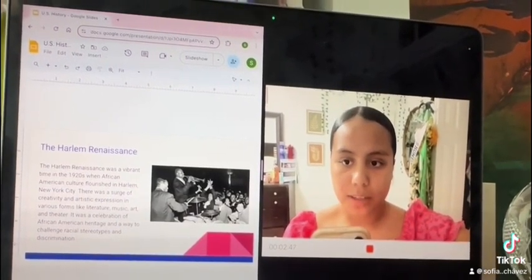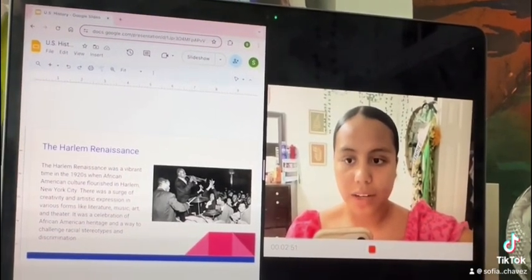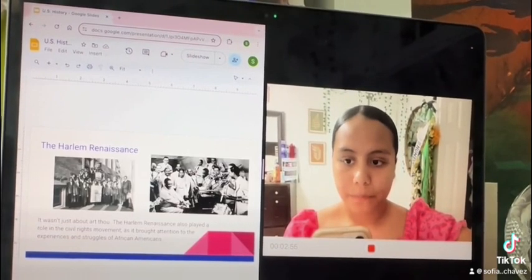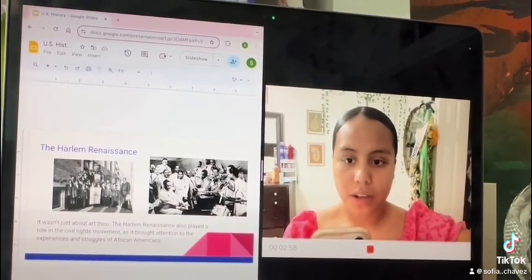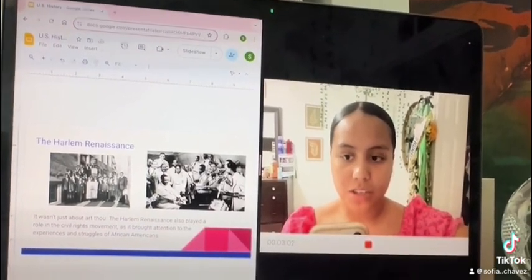The Harlem Renaissance. The Harlem Renaissance was a vibrant time in the 1920s when African American culture flourished in Harlem, New York City. It wasn't just about art, though. The Harlem Renaissance also played a role in the civil rights movement as it brought attention to the experiences and struggles of African Americans.